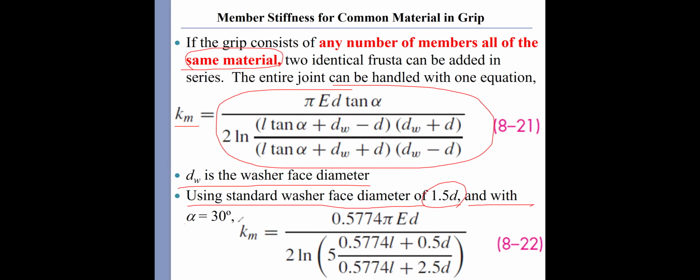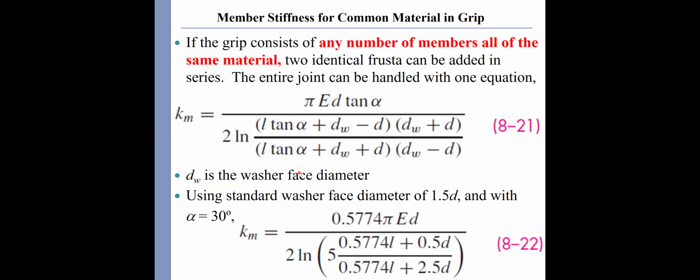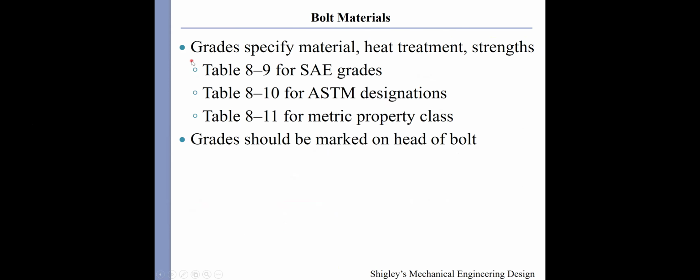With alpha equal to 30 degrees, we can just convert this Km into this formula, and into this formula. Okay, so for the grade, specified materials, heat treatment, we can check the different tables in our textbook, and those grades should be marked on the head of the bolt.